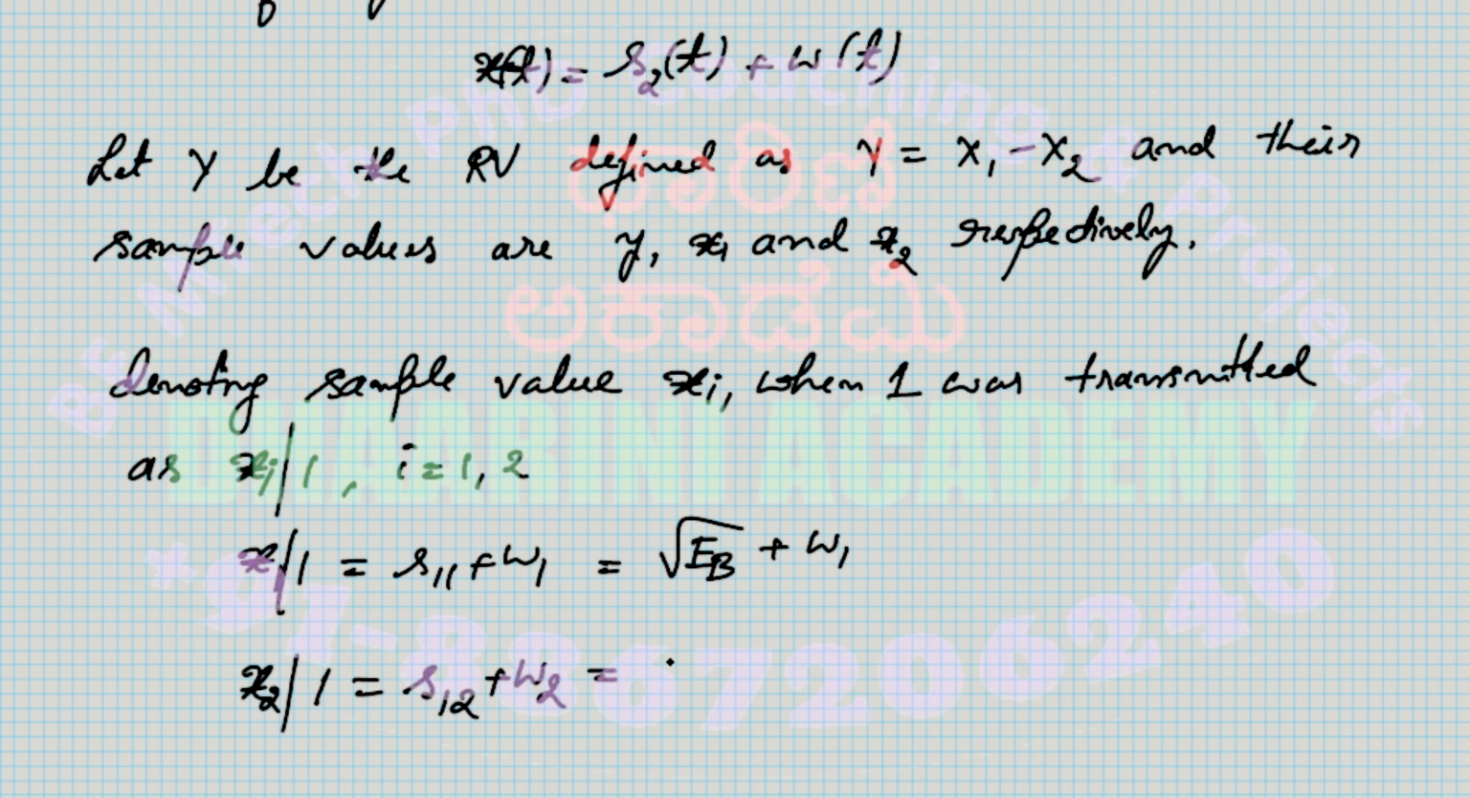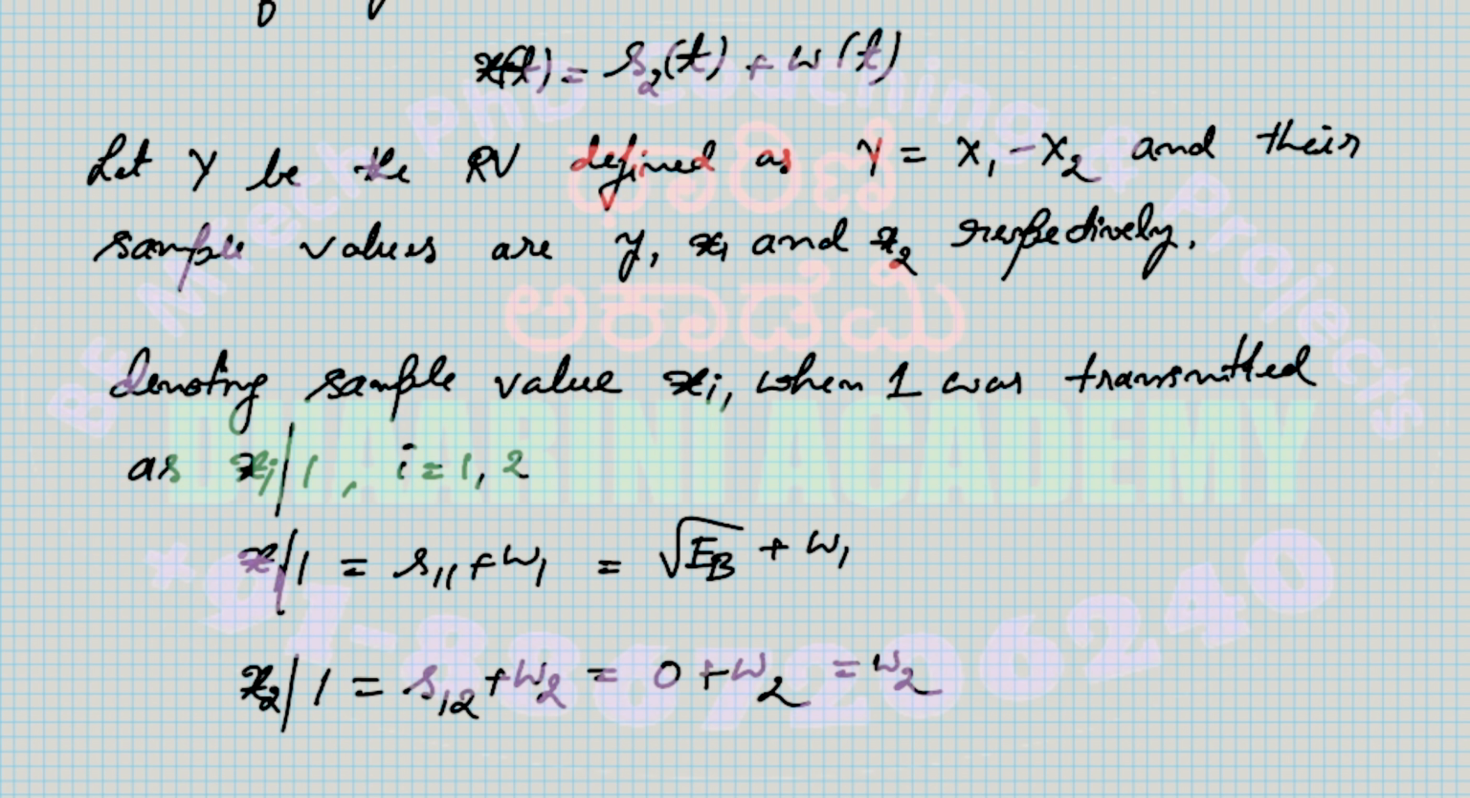But s12 will be 0, right? Because there is no correlation. s1 is x1, s12 is the received signal x1 into phi 2. So there may not be any correlation. So plus w. So whenever you receive x1, provided 1 was sent, it is like this. At the same time, I can write the other one, x2 given that 1 was sent, is simply w2. Okay, so this is equal to w2.